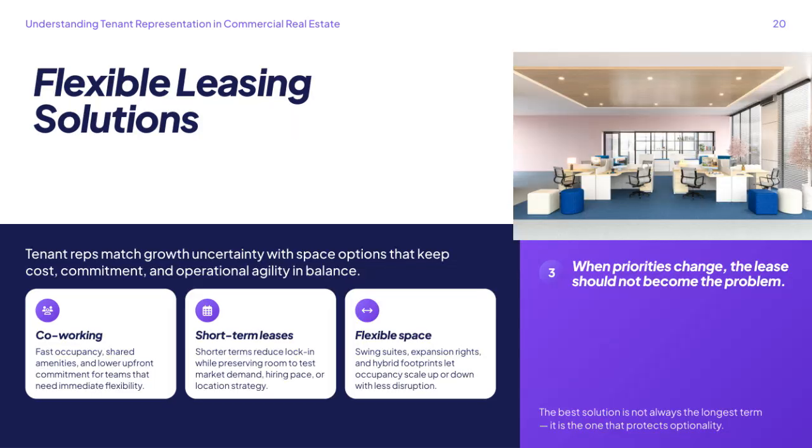When it comes to tenant representation, the key is balancing growth uncertainty with the right space options that keep costs, commitments, and operational flexibility in check. Co-working spaces offer fast occupancy, shared amenities, and lower upfront commitments, making them ideal for teams needing immediate flexibility. Short-term leases are another important tool, allowing businesses to avoid long lock-ins and maintain the ability to test market demand, adjust hiring pace, or reconsider location strategies.